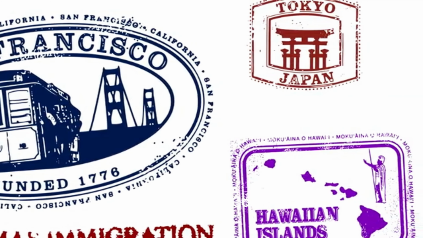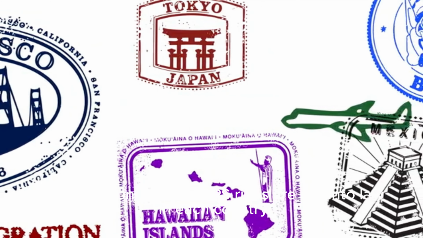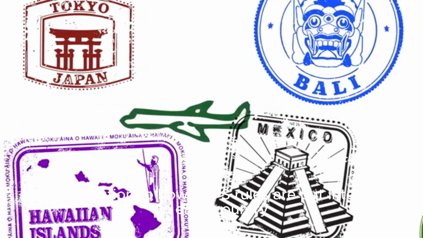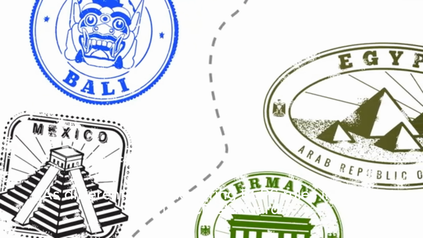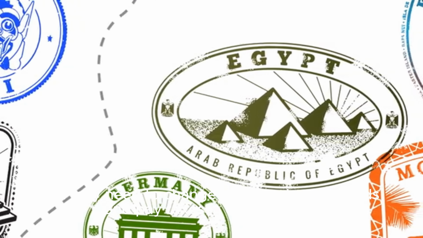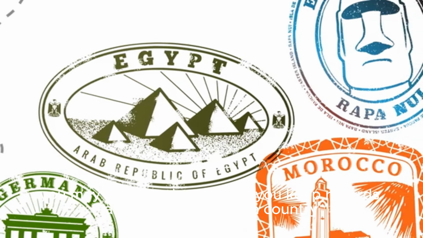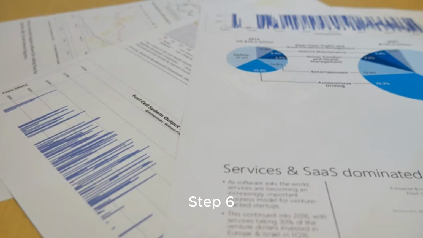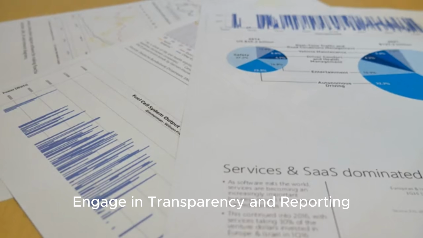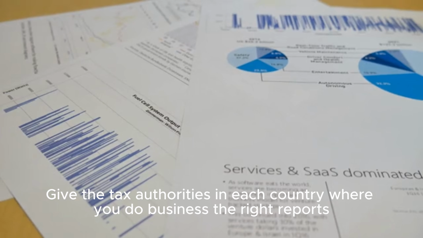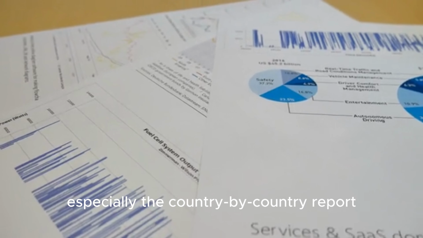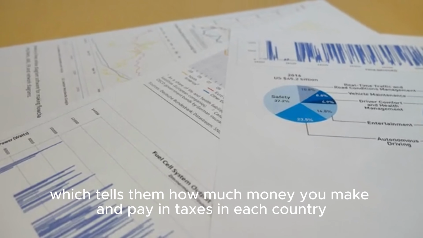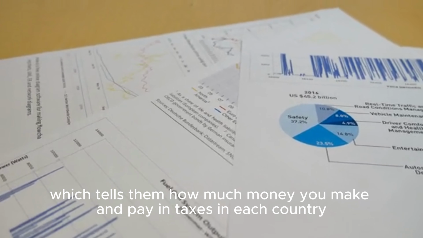Step 5. Country-specific compliance. Pay attention to how BEPS rules are put into law in each country. As different countries bring BEPS rules into line with OECD standards, you may need to change how you keep records and pay taxes in each country. Step 6. Engage in transparency and reporting. Give the tax authorities in each country where you do business the right reports, especially the country-by-country report, which tells them how much money you make and pay in taxes in each country.